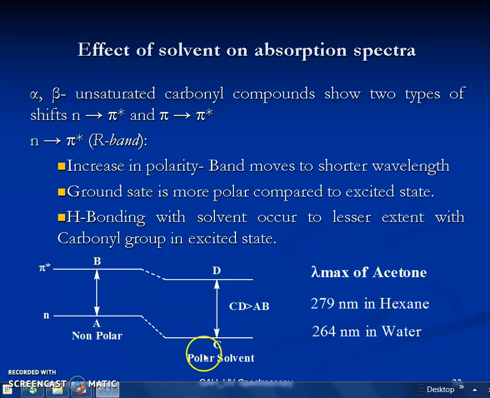Because I'm using a polar solvent, and in the polar solvent the ground state tends to become more polar, that's the reason the distance CD is quite higher than AB. So if this is the case, then we need much more energy to bring about this transition, because the distance between this lower and the higher energy state is quite higher. I mean to say CD is higher or greater than AB.